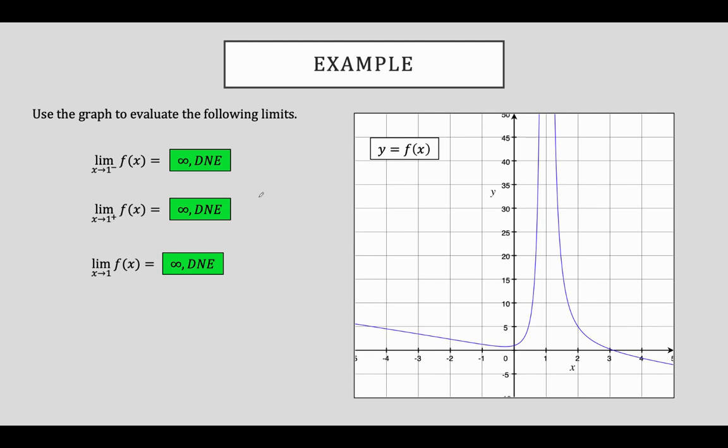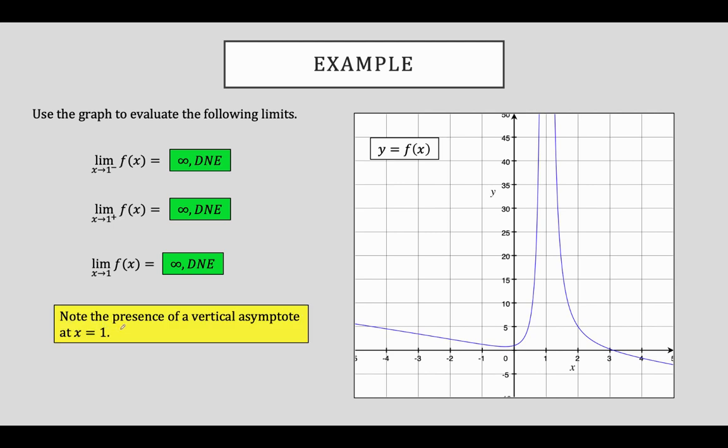One thing to make note of that is very important here is that we have the presence of a vertical asymptote at x equals 1. Here at x equals 1, the vertical line x equals 1 is a vertical asymptote.